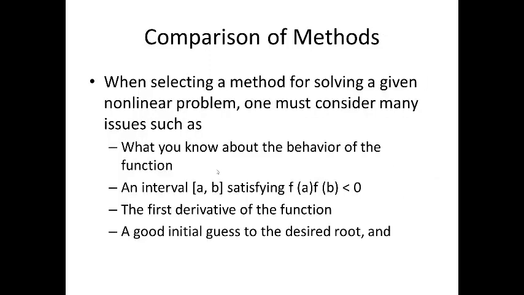When selecting a method for solving a given nonlinear problem, you have a number of issues that you want to consider. One, what do you know about the behavior of the function? Where does it cross? An interval [a,b] satisfying f(a) times f(b) is less than 0, so opposite signs. The first derivative of the function, good initial guesses to the desired root, and so on and so on. There are quite a few things that you need to know for each one of these.